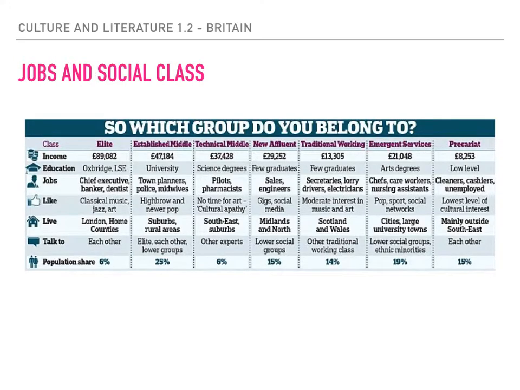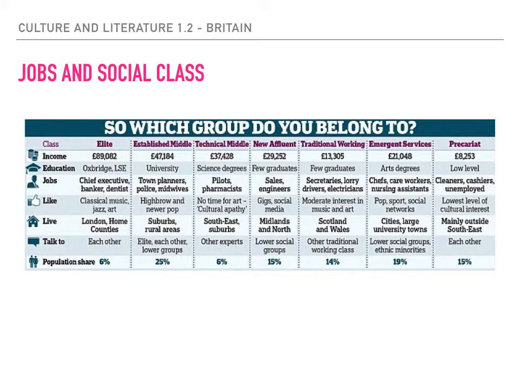Recently, in the Daily Mail, they came with this graphic right here for British people to see which group they actually belong to. One of the things that you see that is most striking is that it's based upon the work that you do. Often the work that someone has, their profession, defines which class they're in. So people who went to university, who, for instance, are chief executives, bankers, or dentists, these people are part of the elite. You can see here that you even see what they like: classical music, jazz, art. They live in London or in the home counties, and they talk primarily to each other, and they're about 6% of the population.